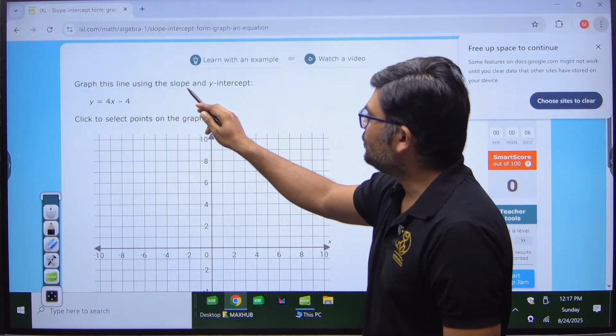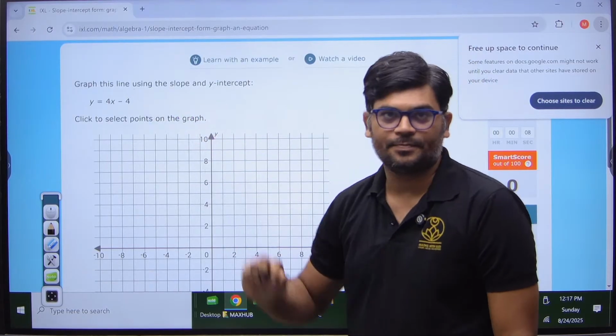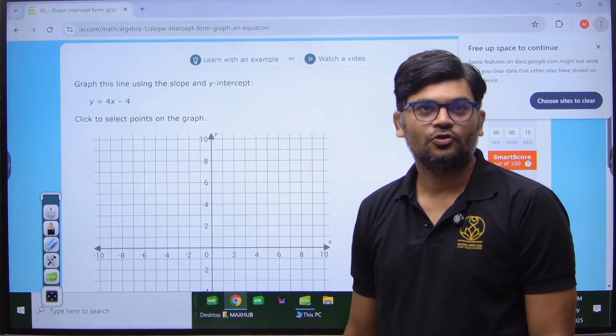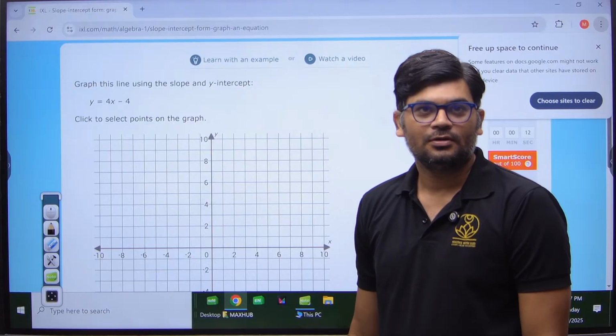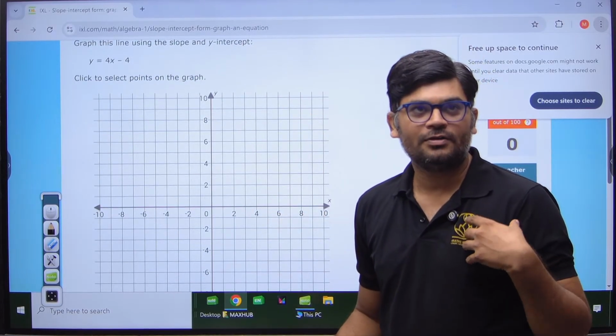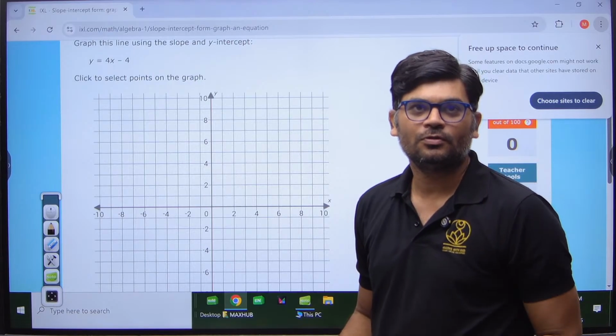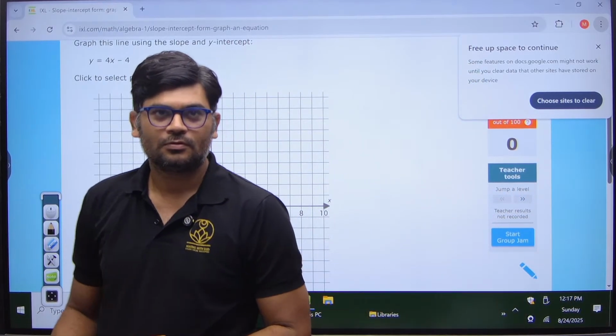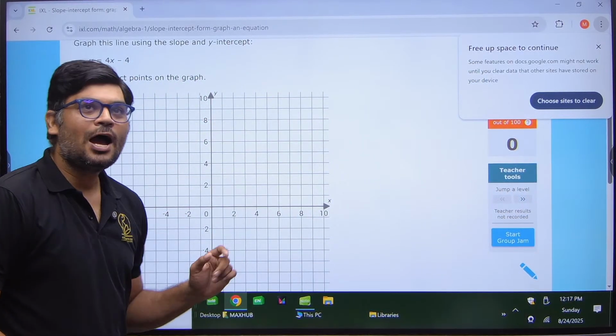Graph this line using the slope and y-intercept. You have to graph this line. One second. Okay, now first see how I am doing it, and then you will do. Slope, intercept form, graph, and equation. So how to do it?